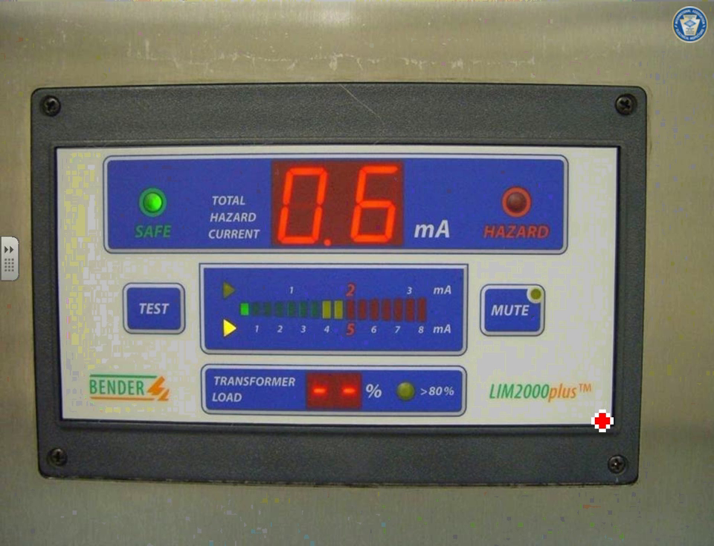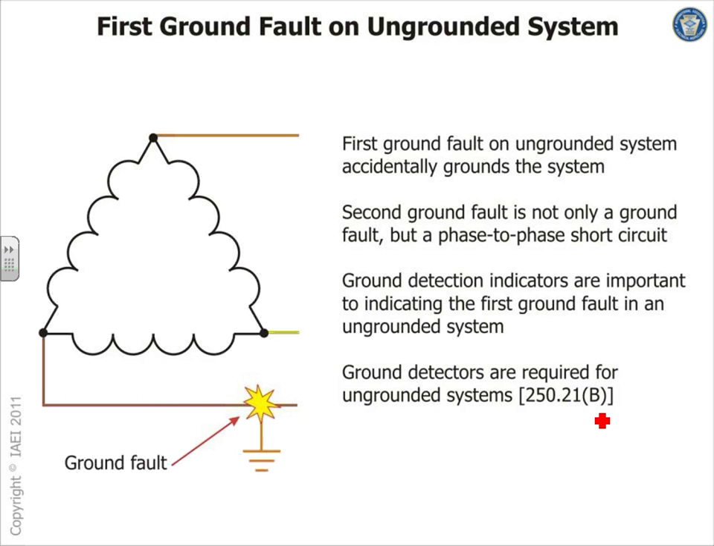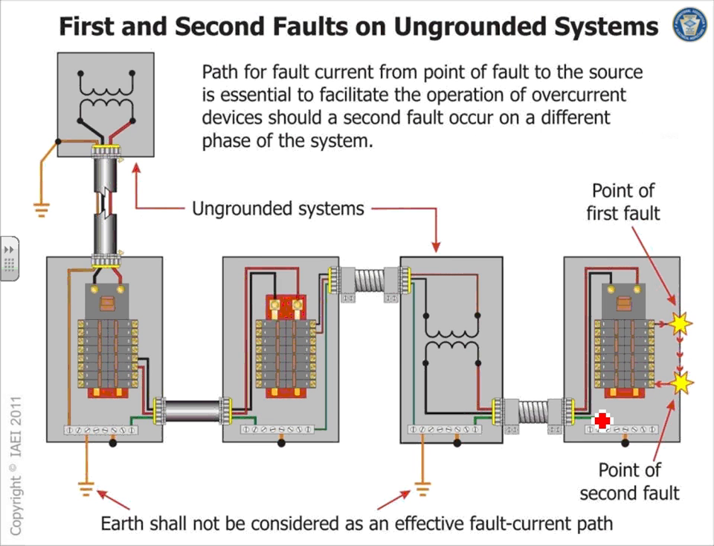And it doesn't have to trip. You can monitor it, use it to trip, or use it to alarm. Here's a ground fault on an ungrounded system. It makes it a corner grounded delta. Nothing will happen. Everything continues to work.